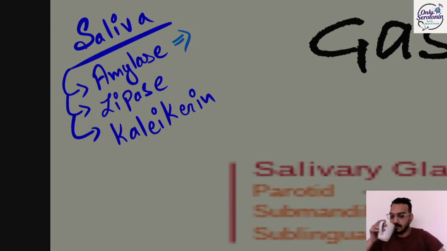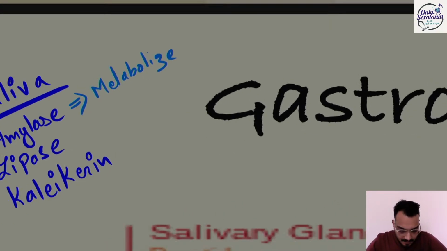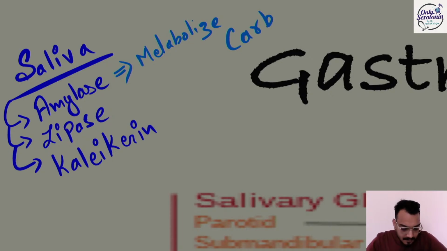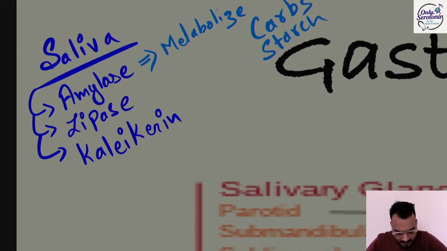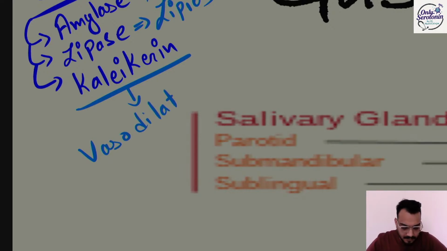I want to know from you all, guys, what does amylase do? Amylase is going to metabolize 2 important things, guys. One of them is your carbs, another one is your starch. Then lipase. Lipase is going to metabolize lipids. And kallikrein, what is kallikrein, guys? Kallikrein is a potent vasodilator. It is going to help you to produce saliva.